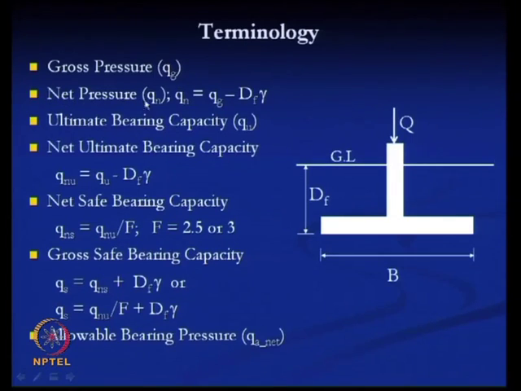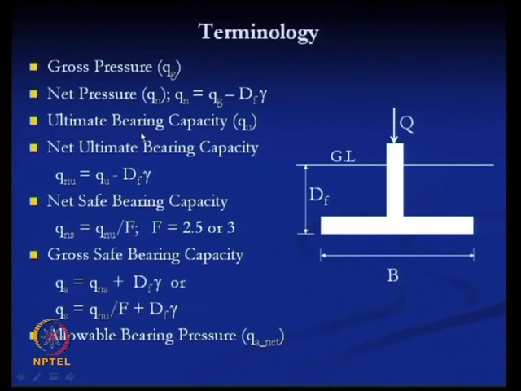Now, the next one is the net pressure. The soil will settle because of this net pressure, because this soil pressure is already existing in the soil; you have to remove this soil, then we place the foundation. So at the base of this foundation, the pressure due to the soil is already there, so the settlement will start due to this net pressure. That means net pressure is the gross pressure minus the pressure that is coming due to the soil. If Qg is the gross pressure, then the net pressure will be Qg minus depth of the foundation into the unit weight of the soil.